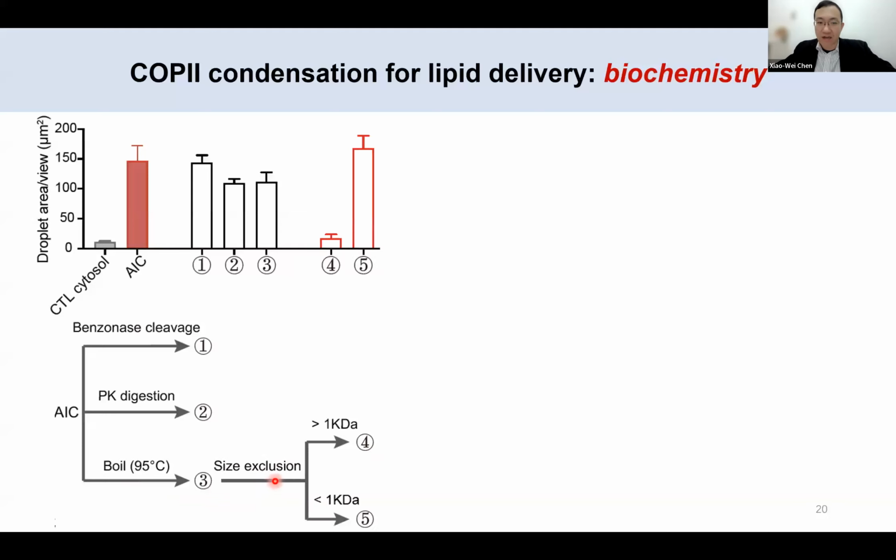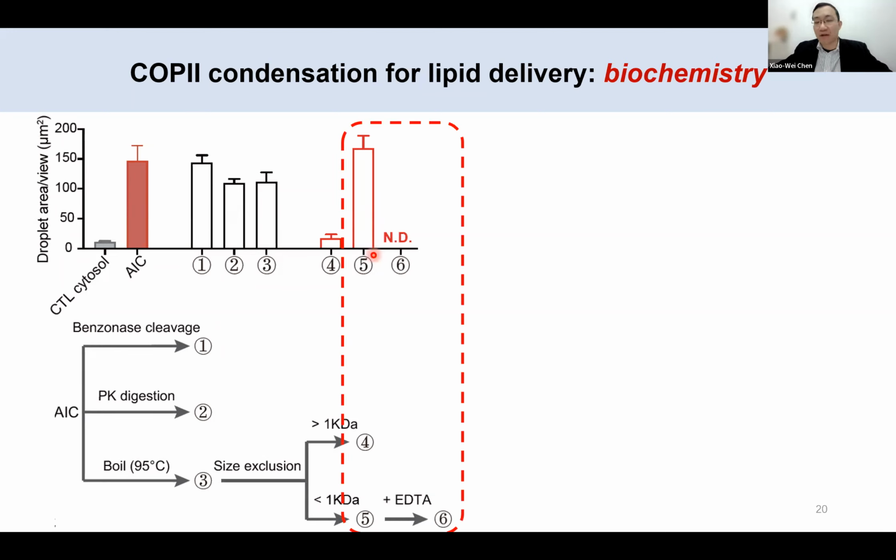So we further fractionated these based on molecular weight. And indeed, the promoting activity is almost entirely retained in the small molecule fractions. And very serendipitously, this turned out to be very useful. Addition of EDTA, a very common chelator, to this small molecule fraction completely abolished the promoting effect. And this suggests the contribution of some divalent metal ions, which may turn out to be very useful.